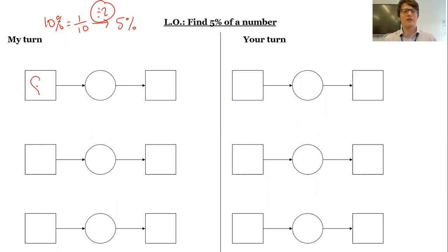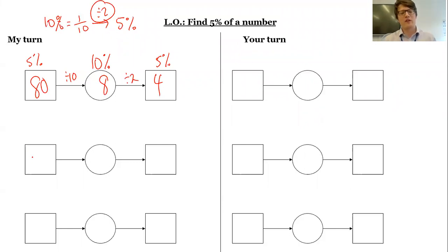So say I wanted to find 5% of 80. First thing I'm going to do is find 10%, which is dividing by 10, which gives 8. But then to find 5%, I need to divide by 2, which gives me 4. So 5% of 80 is 4. That's 5%.